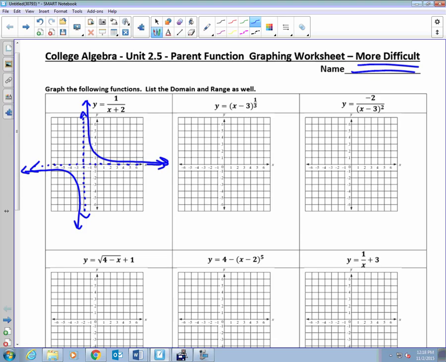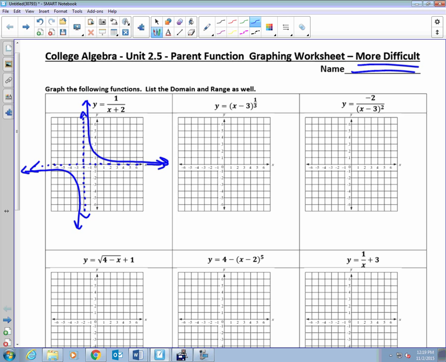Can anybody tell me why I have a horizontal asymptote of 0? What does that mean? It means that the output can't be 0. So that means that no matter what you plug in for x, you can't get an output of 0. And if you don't believe me, go ahead, try. Try to plug anything in for x and see if you could get a 0 for an output. And I promise it won't happen. You won't be able to make it happen.